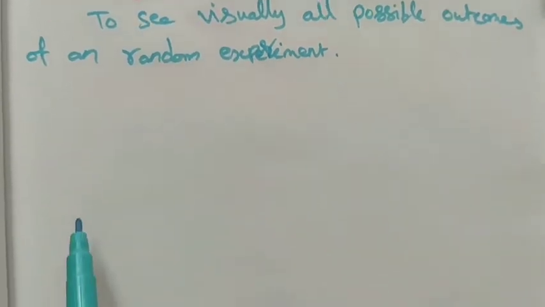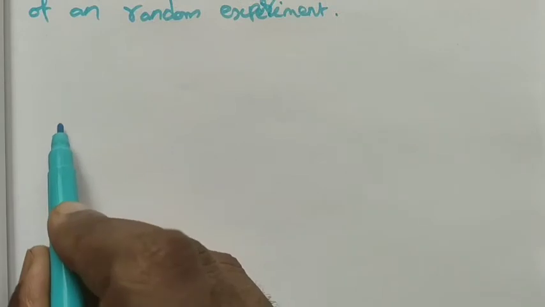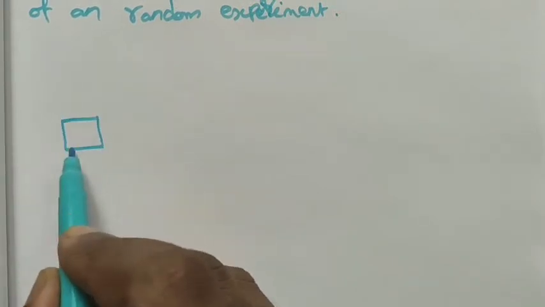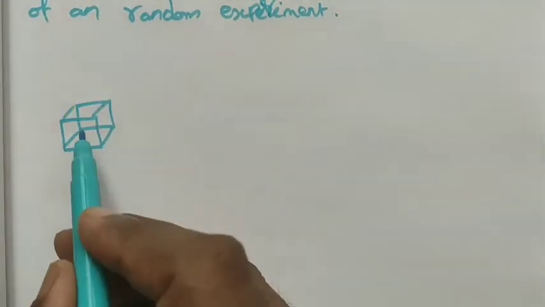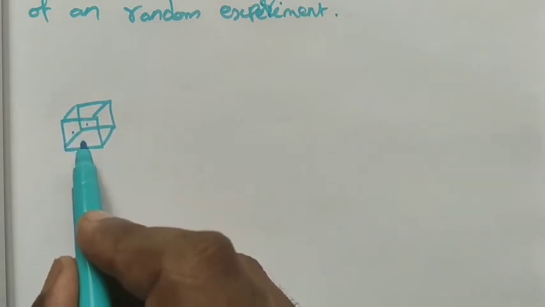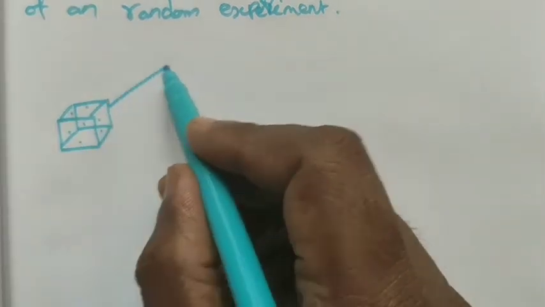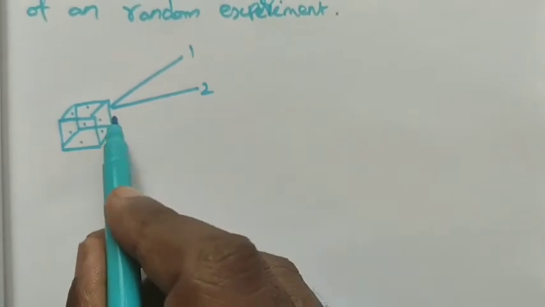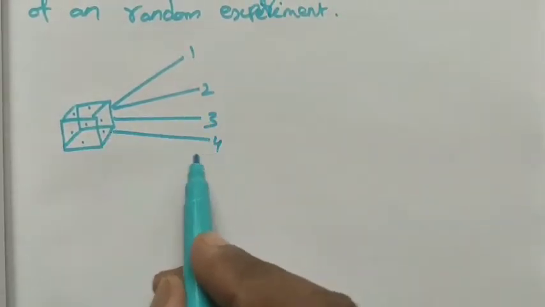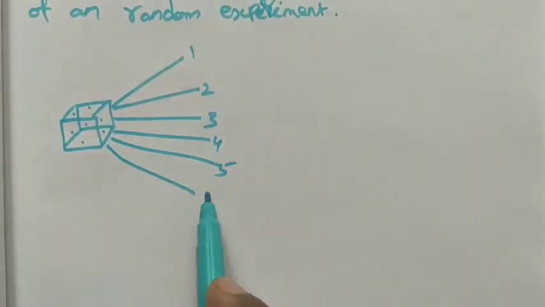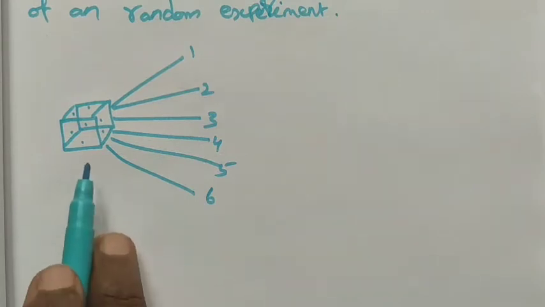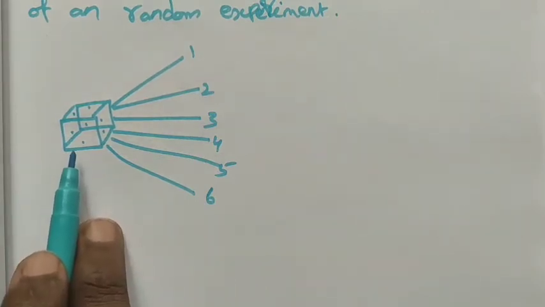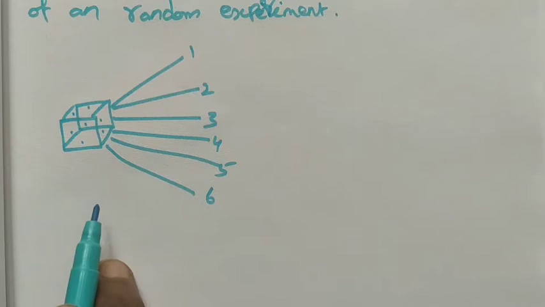Let's first see the dice. For a single die, we know that the possible outcomes are 1, 2, 3, 4, 5, and 6. These are the possible outcomes in a single die. This is the tree diagram for a single die.